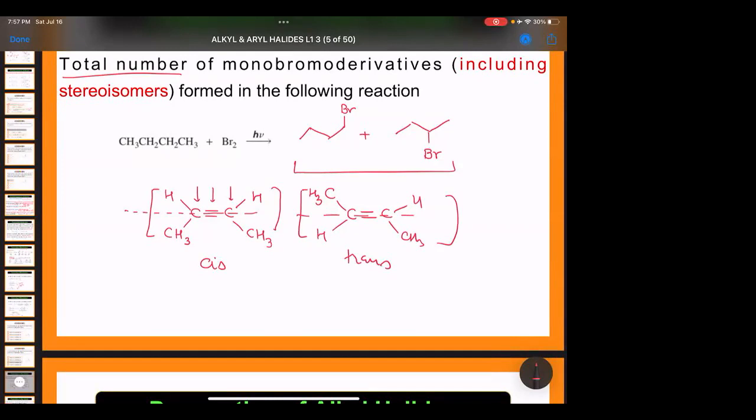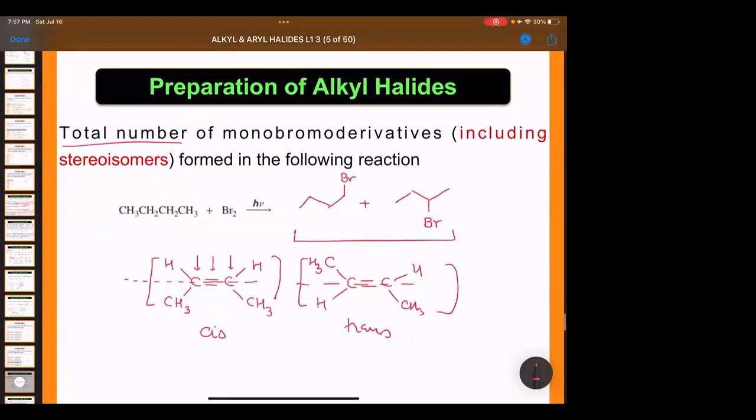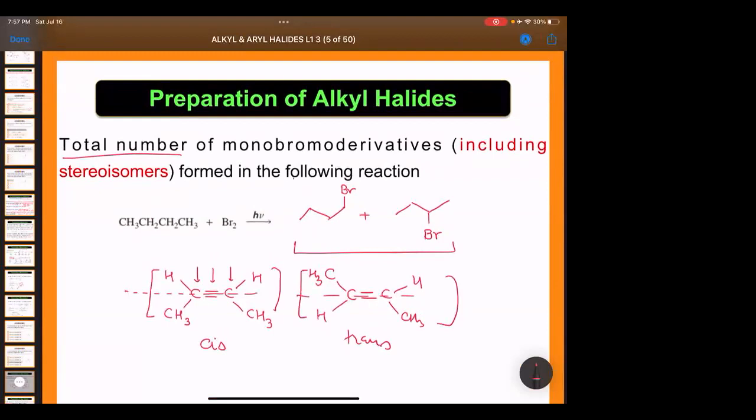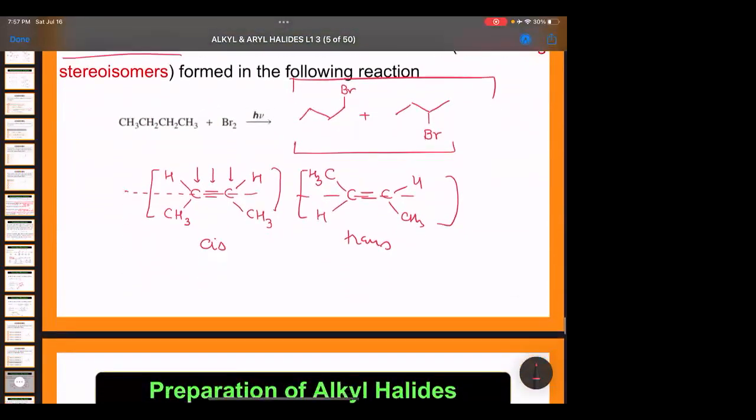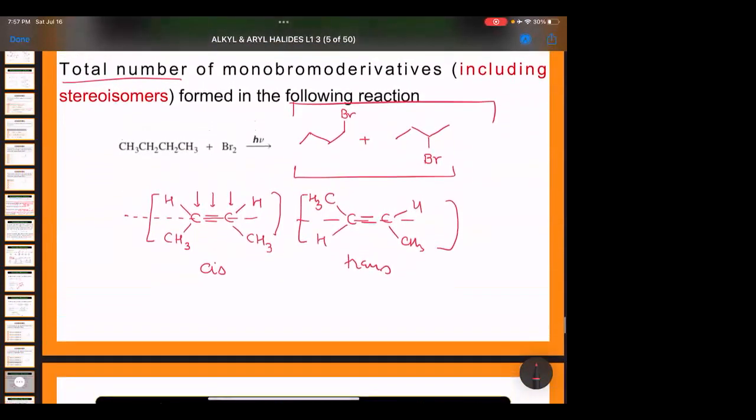Clear. But here we can't have geometrical isomerism because we don't have any double bond in the above question. You need to look for a different 3D arrangement, and which bromo compound, one-bromobutane or two-bromobutane, can exhibit different 3D arrangement? Any idea, any guesses?